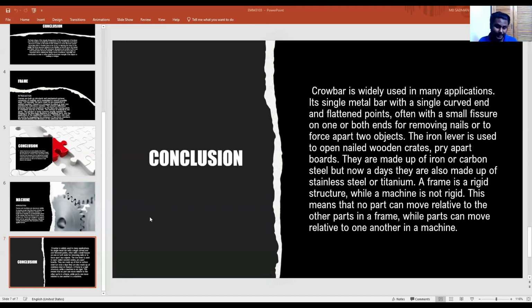A frame is a rigid structure while a machine is not rigid. This means that no part can move relative to the other parts in a frame, while parts can move relative to one another in a machine.